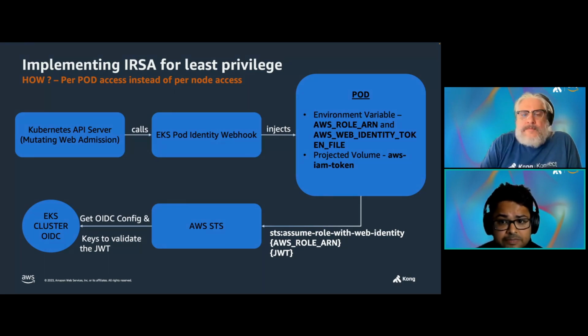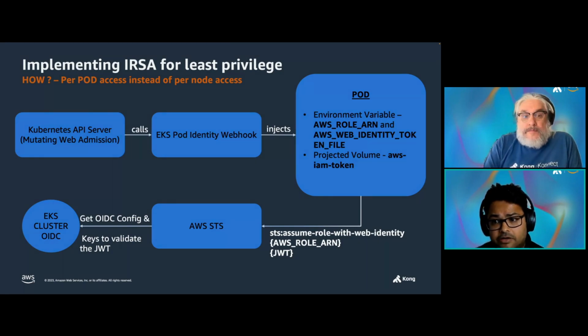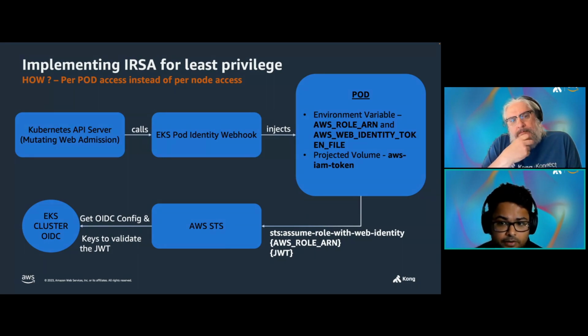These environment variables points to the location of the mounted token file and IAM role ARN corresponding to the service account. The AWS SDK that runs with your application inside the pod looks up these environment variables for config and sends a request to AWS STS requesting to assume this specific IAM role. It also sends the service account JWT in that request.